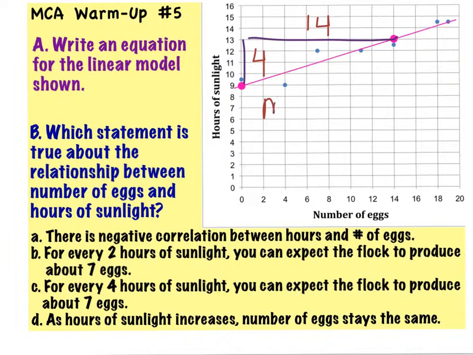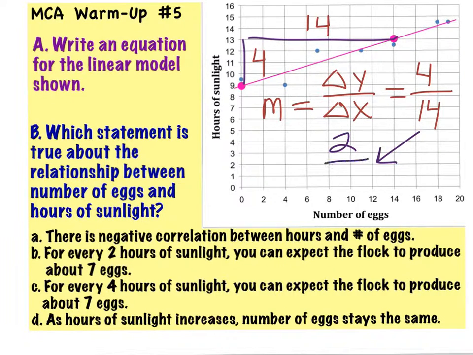And our slope, we use the letter M for slope, is rise over run, or change in y over change in x. So our change in y, or our rise, is 4. And our run, or our change in x, is 14. And 4/14 will reduce to 2/7. So the slope of our line is 2/7.